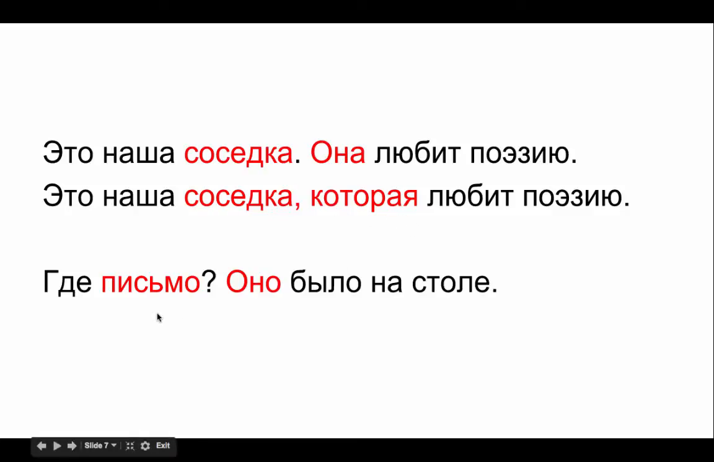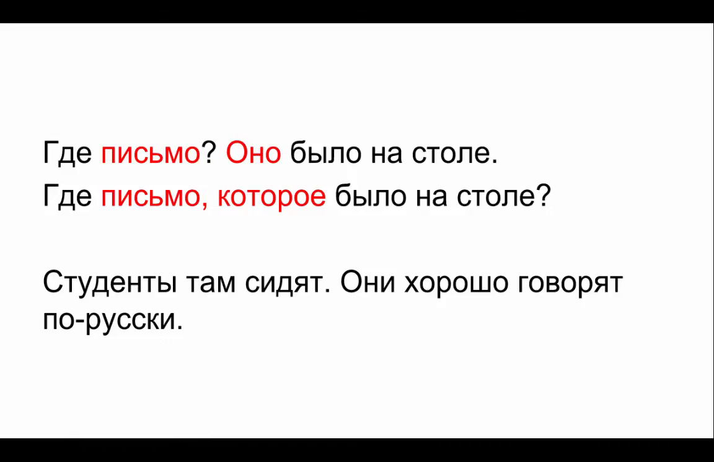Let's try this one. Где письмо? Оно было на столе. We can see this is the repeated element. Where is the letter? It was on the table. You could replace this with письмо. So how will we replace оно with который? Remember to have it agree in gender. Где письмо, которое было на столе? Where is the letter that was on the table?